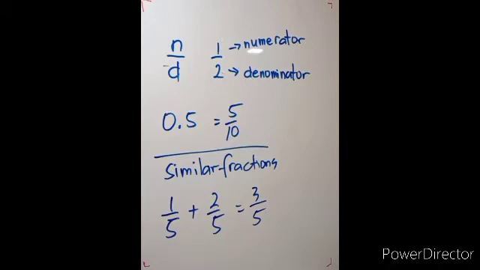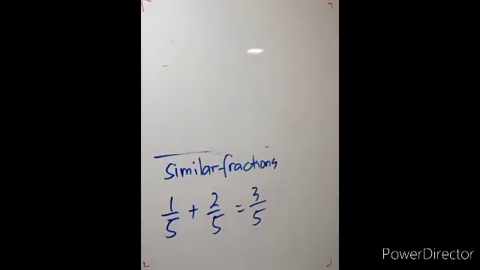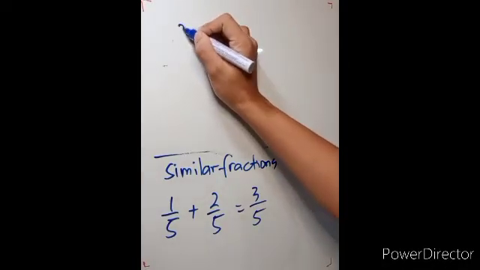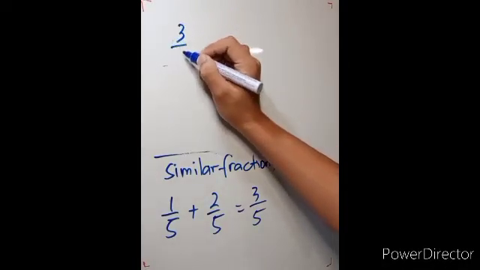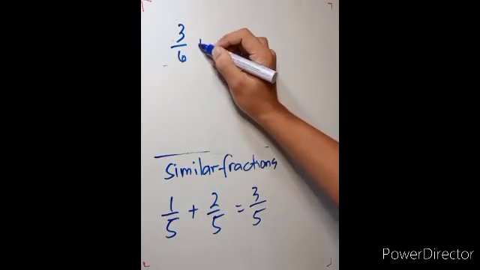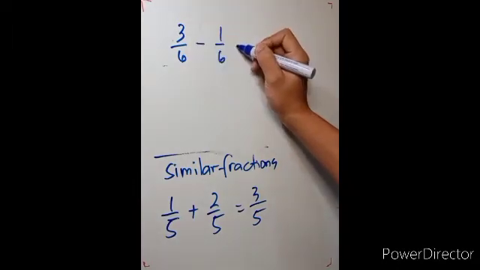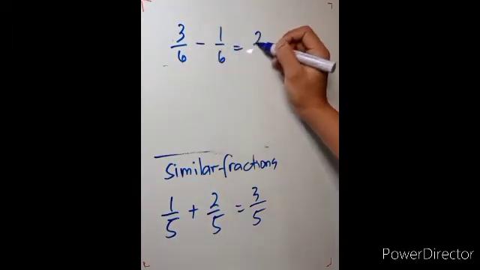How about subtracting similar fractions? So when we are subtracting similar fractions, just as in addition, we have to subtract the numerators, then copy the denominator. So for example, we have 3/6 minus 1/6 over 6. So this is 3 minus 1, this is 2/6.